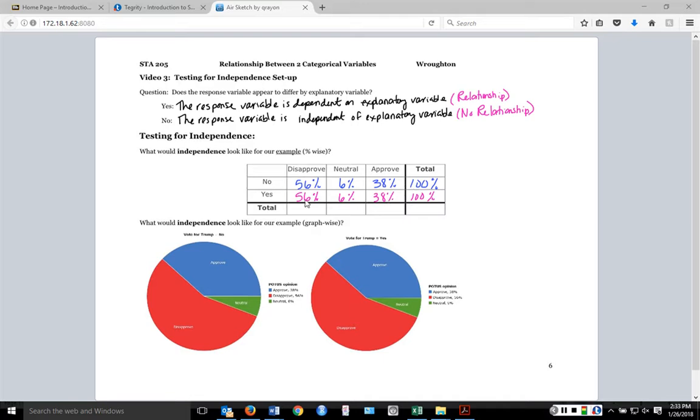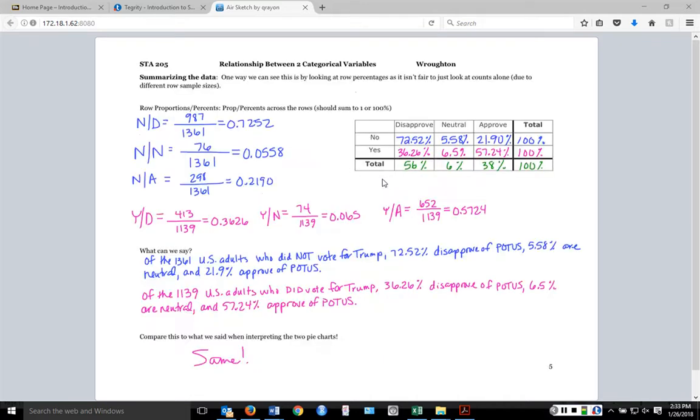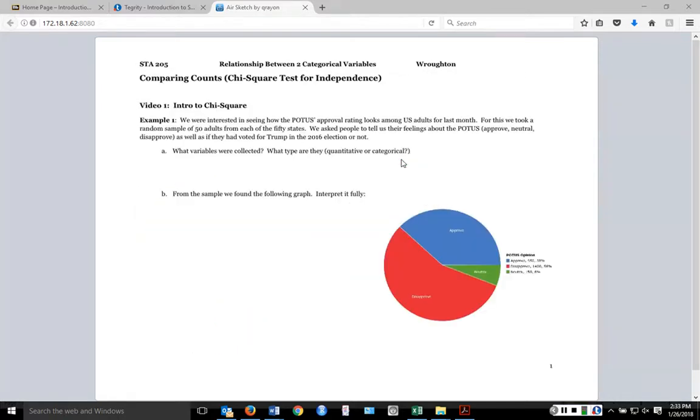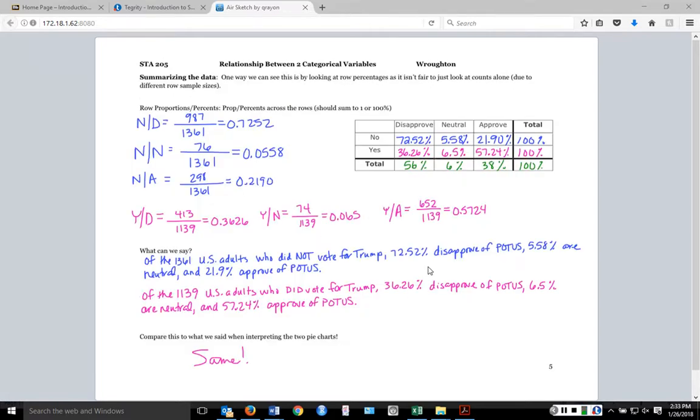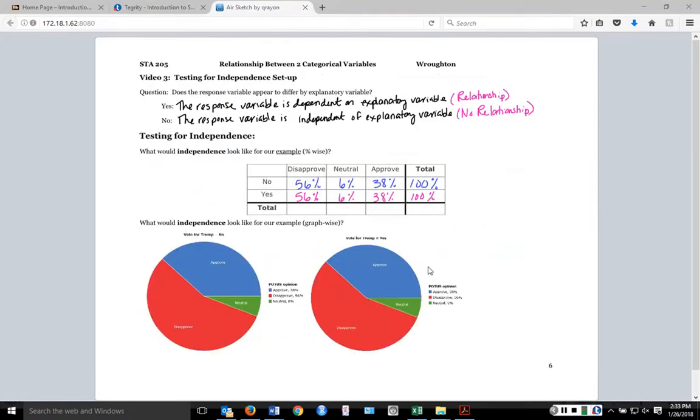Now, specifically, where did these numbers come from? These numbers came from the overall percentage that we had before. So it's just ignoring if they voted for Trump or not, which is exactly what our first graph looked at. So that's where those numbers are coming from. That was our original percentages here.